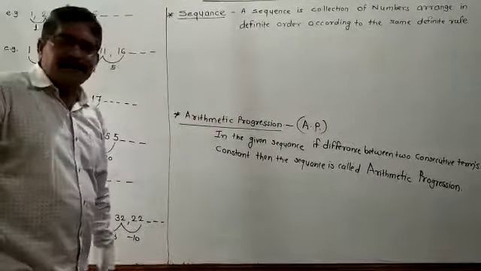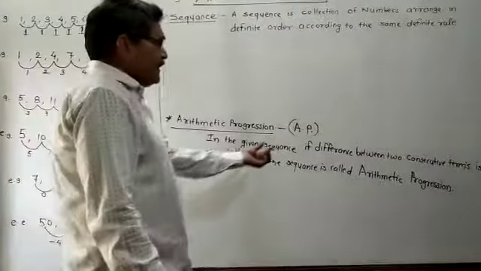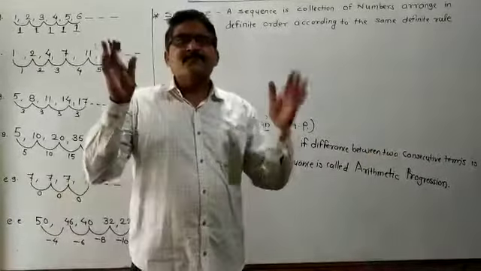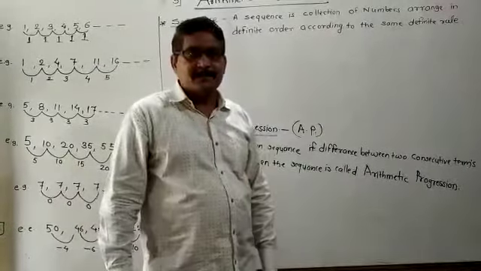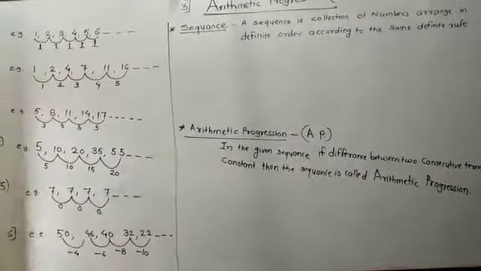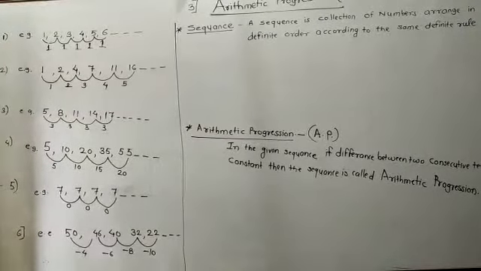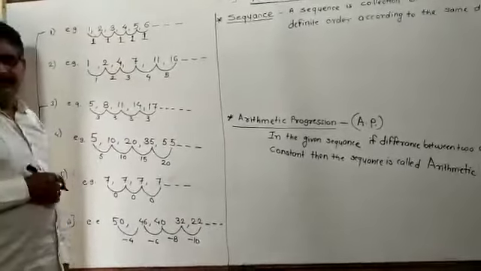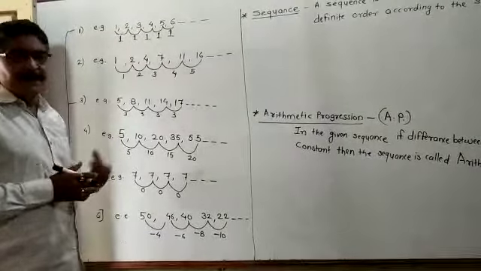The definition of arithmetic progression is given. In a given sequence, if the difference between two consecutive terms is constant, then you have to say that it is called an arithmetic progression. Everybody understand? So which one is the arithmetic progression? Here the difference between two consecutive terms is constant: 1, 1, 1, 1, 1. So the next number is greater than the previous number by 1, so this sequence is in AP.